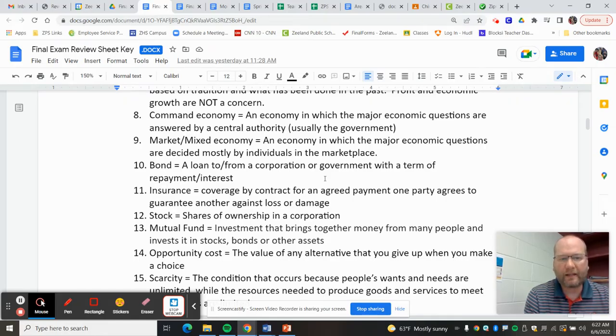Number 9, then we got a market and mixed economy, an economy in which the major economic questions are decided mostly by individuals in the marketplace. So again, that's based on us. Like when we demand something, well, the prices are going to naturally go up.